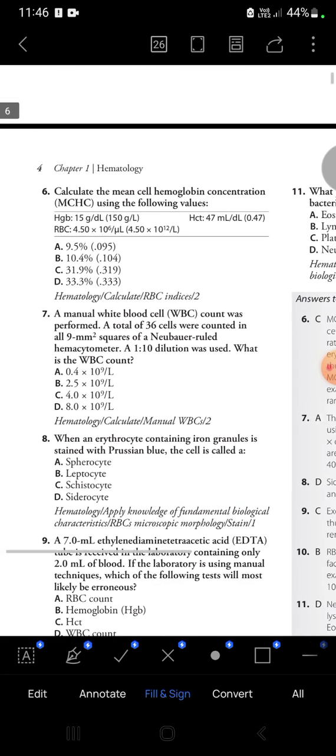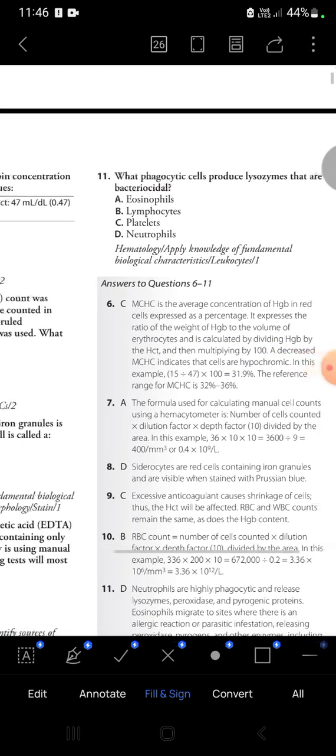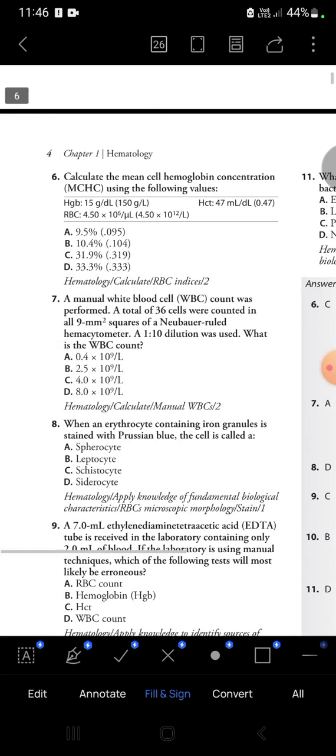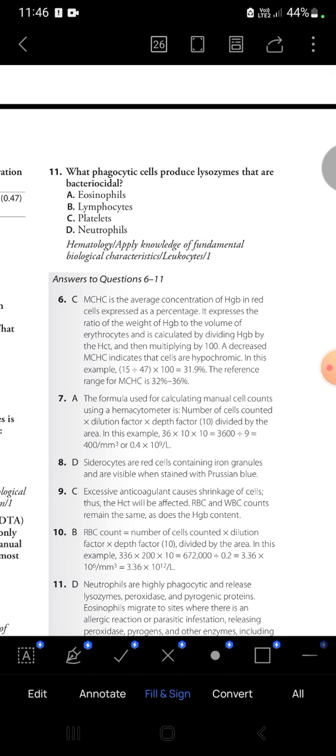Calculate the mean cell hemoglobin concentration, MCHC, using the following values. Answer is C. So how did you find the answer? MCHC is the average concentration of hemoglobin in red cells expressed as a percentage. It expresses the ratio of weight of hemoglobin to the volume of erythrocytes and is calculated by dividing hemoglobin by the HCT and then multiplying by 100.